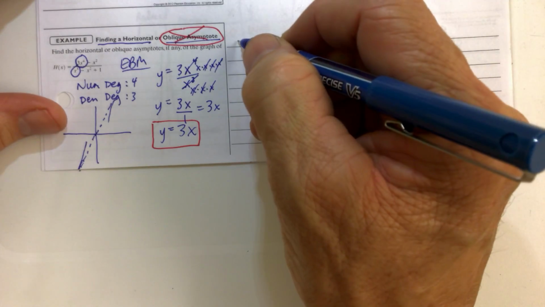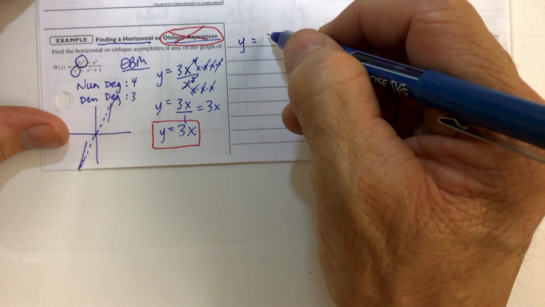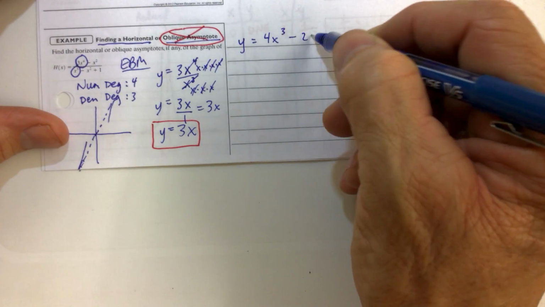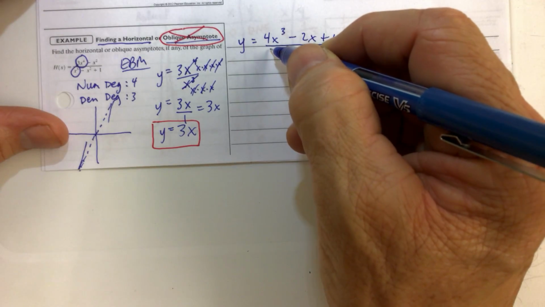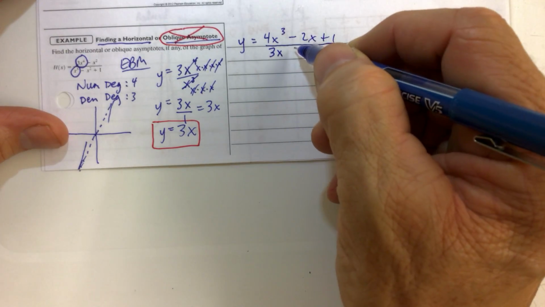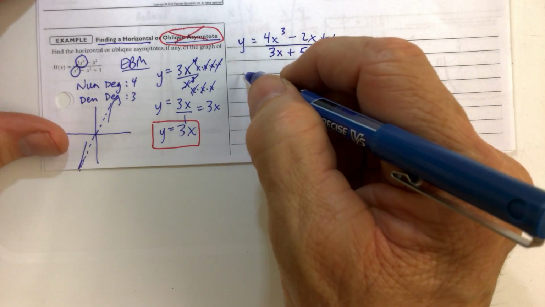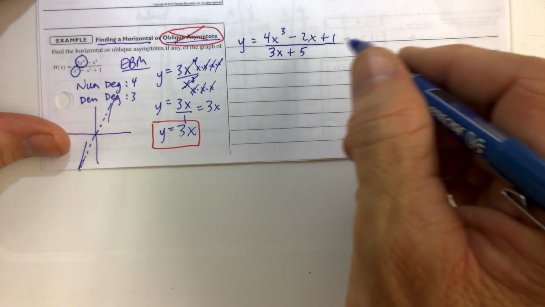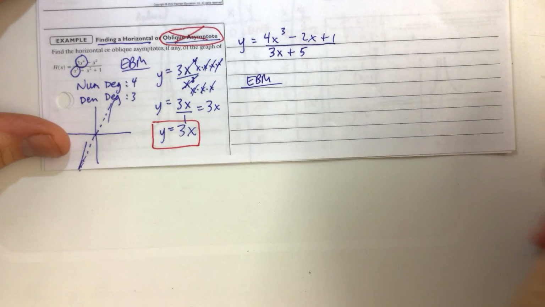Okay, so let me actually have you do one here. I'll pause the video for you. y equals 4x to the third minus 2x plus 1 all over 3x plus 5. I want you to find, don't find the oblique asymptote, but you would be asked what's the horizontal asymptote or the oblique asymptote. Whenever you're asked that, I want you to find an end behavior model.